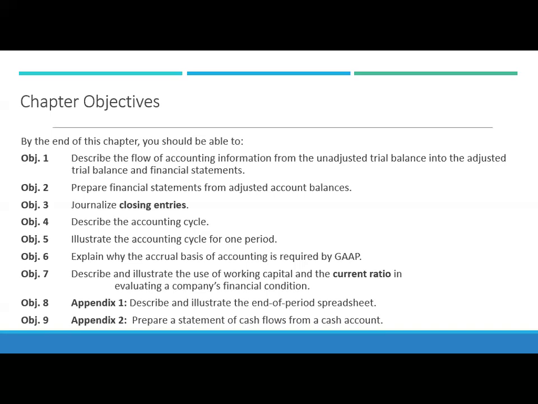Then we're going to take a look at cash basis versus accrual basis accounting and why accrual basis is used, and describe working capital and current ratio. And then we're going to take a look at the end of period spreadsheets that can be helpful in the accounting cycle process, as well as preparing the statement of cash flows using the direct method.